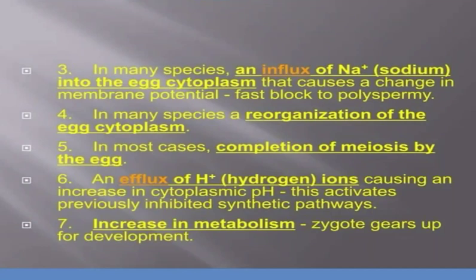an efflux of H+ ions, or hydrogen ions, which causes an increase in the cytoplasmic pH of the egg cell, and this activates previously inhibited synthetic pathways of the egg cell. It also leads to an increase in metabolism and protein synthesis, which is favorable for the zygote for its development.